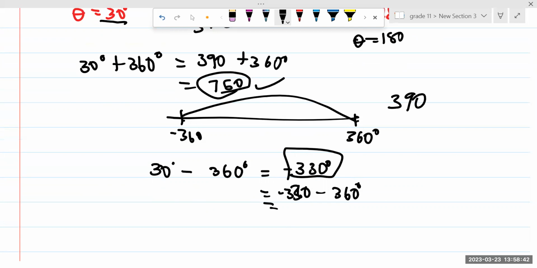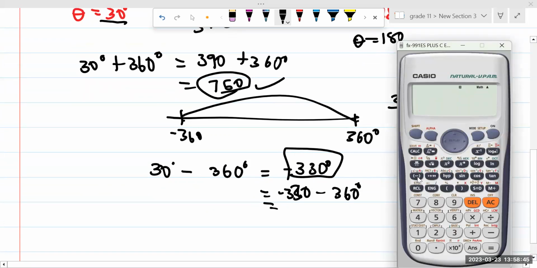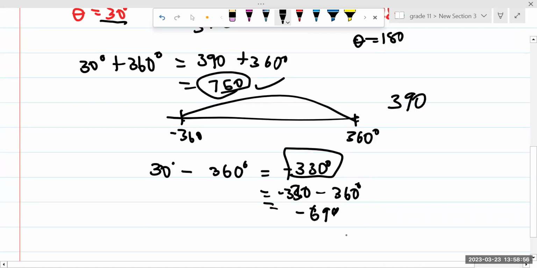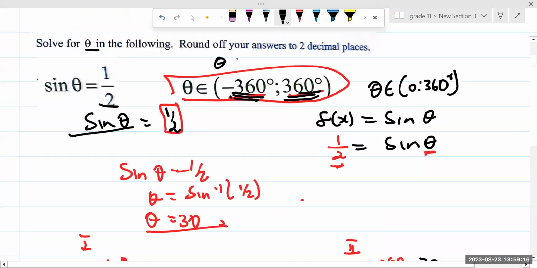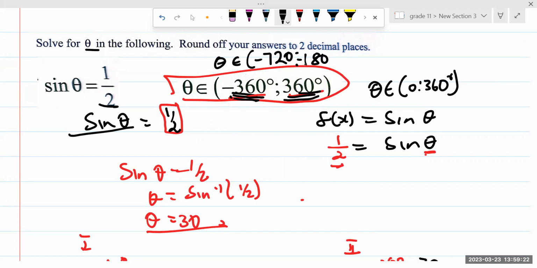As much as it gives us half, because we can check it. We can say minus 330 minus 360. It gives us minus 690. Then you can come and check it in your calculator. Does minus 690 give you half again? But we can't accept minus 690. Why? Because it's not part of the solution. But if the examiner gave us something like this, they said solve for theta, and then they said theta is an element between minus 720 up until minus 180, we're definitely going to accept it.